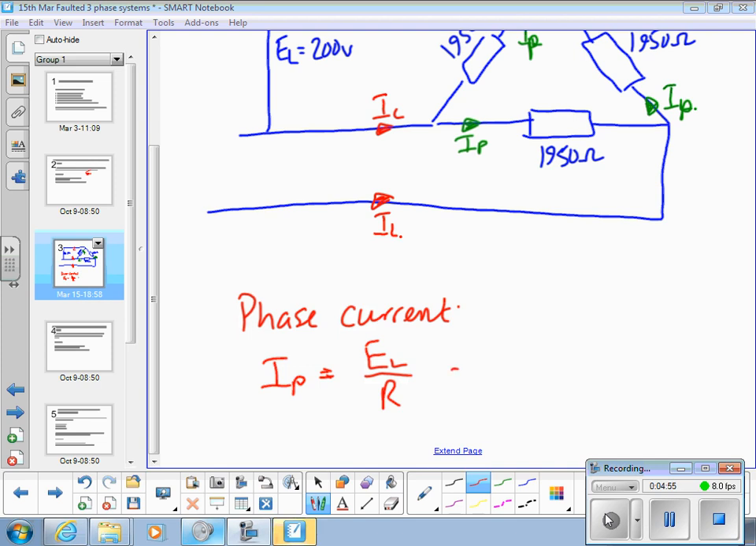So 200 over 1950. It's 0.103, which is 103 milliamps, rounded properly. So now we know the phase current. What else can we find?